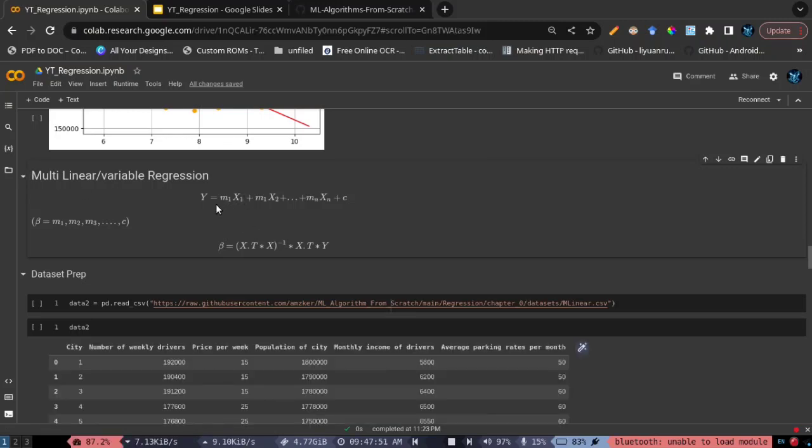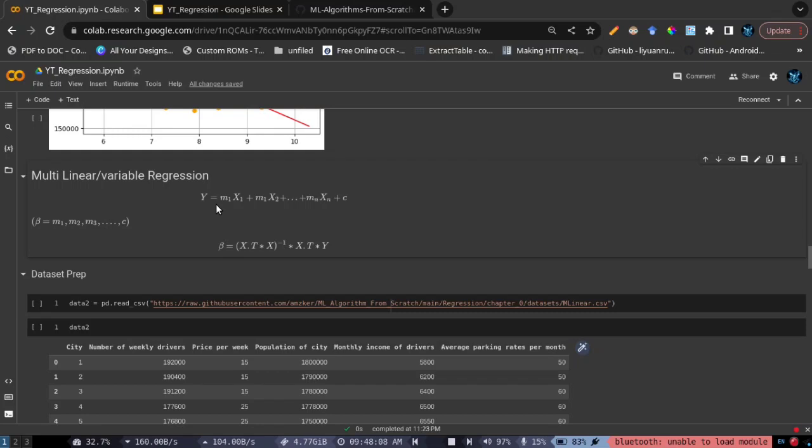This is your equation, right? Y is equal to m1x1 plus m2x2 plus dot dot mnxn plus c. And for the beta, we derived this equation: X transpose X inverse, times X transpose Y, right? So let's get up the data.